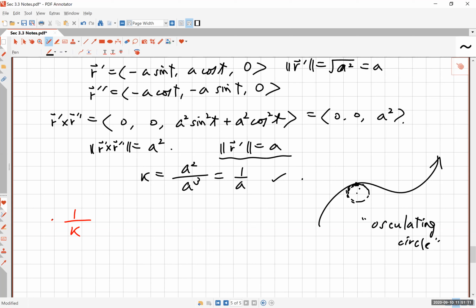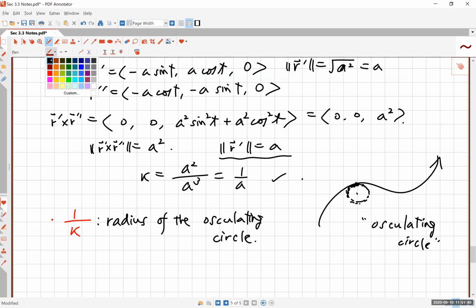So what is an osculating circle? An osculating circle is a circle whose curvature matches the curvature at the given point of a curve, right? And so an osculating circle, of course, has the radius 1 over k. And so this is the radius of the osculating circle at that point.